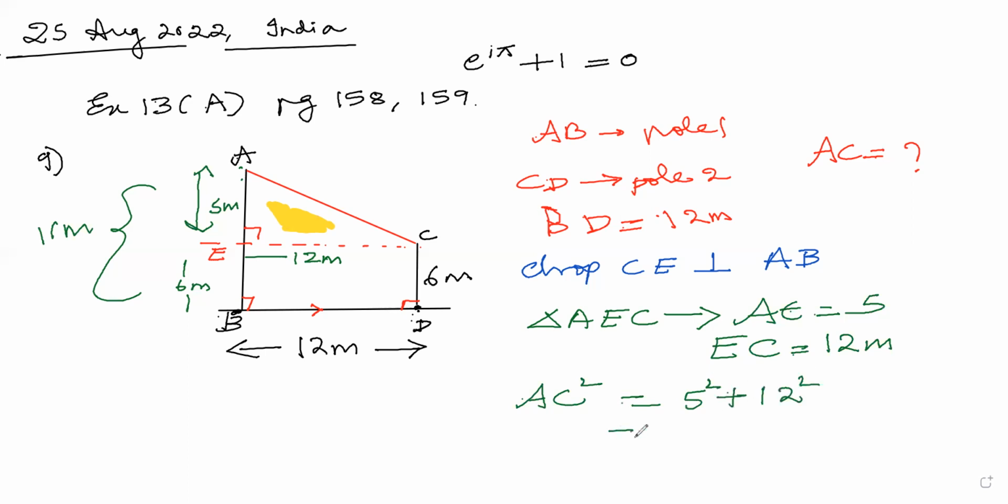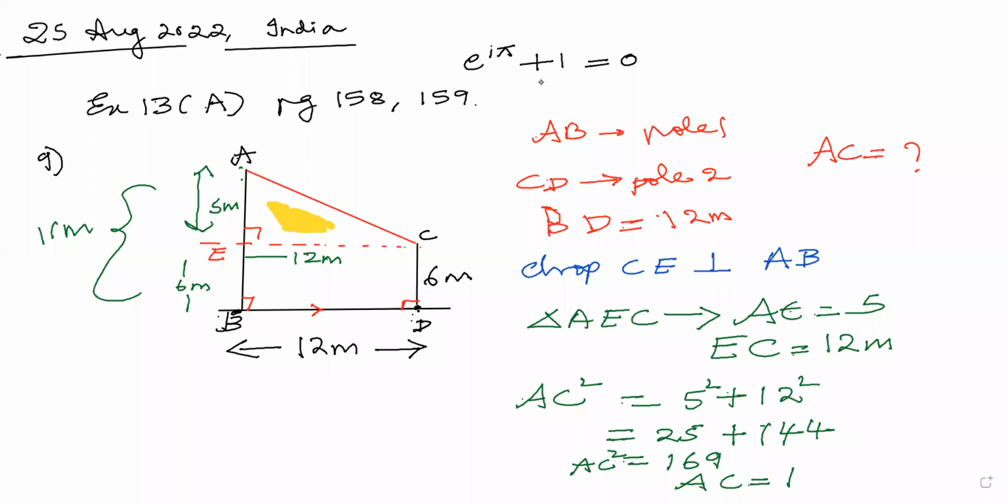5 square is how much? It's 25, isn't it? 12 square is 144. What is 25 plus 144? It is 169. So AC square is 169. If AC square is 169, AC is 13 meters.